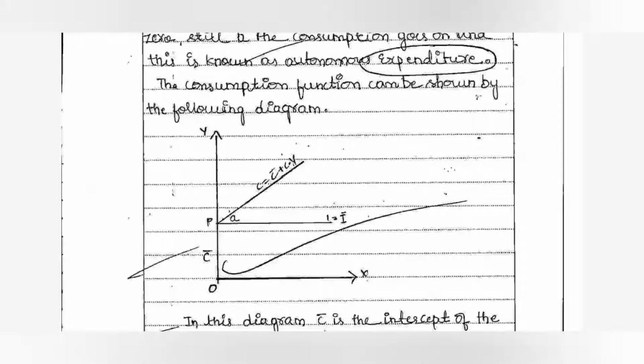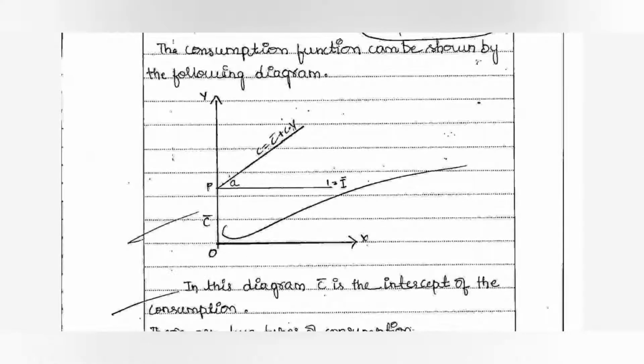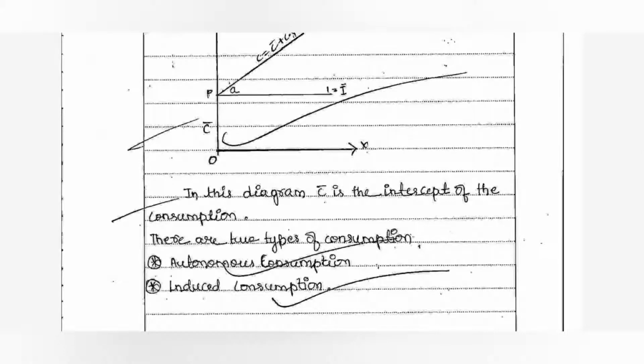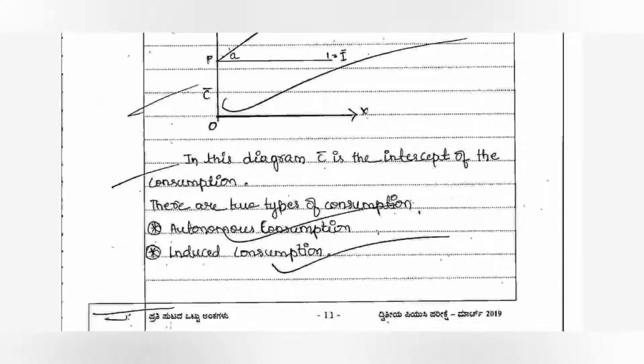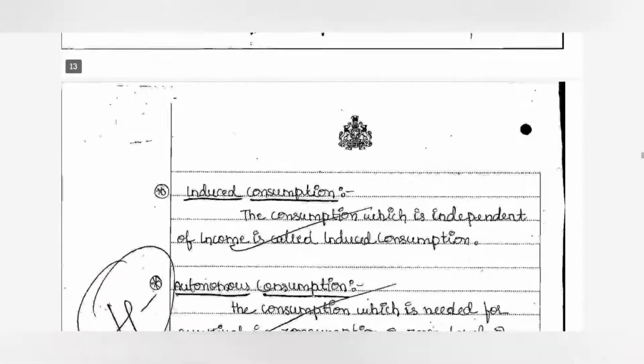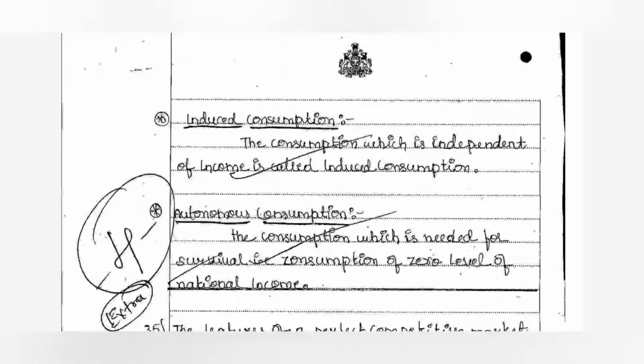So this is the diagram. This is our income, and C equals C bar plus cY is the consumption function, consumption through the income. In this diagram, C bar is the intercept of the consumption. There are two types of consumption, autonomous consumption and induced consumption. Autonomous consumption is consumption done at the 0 level of national income. Induced consumption depends on income.